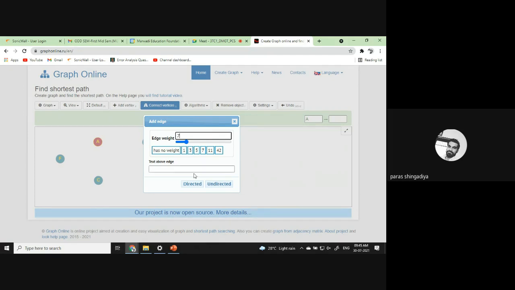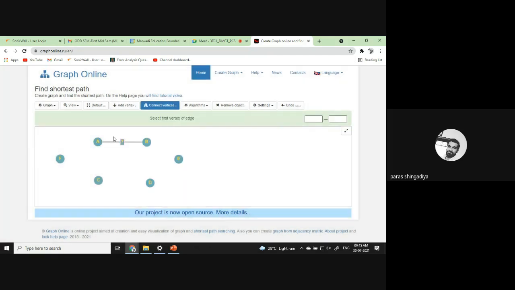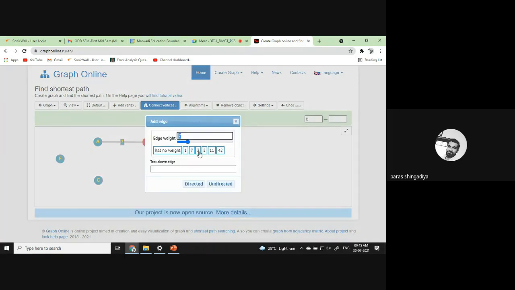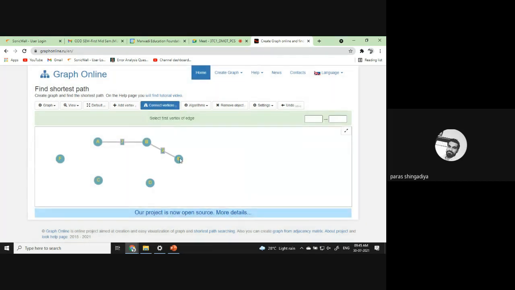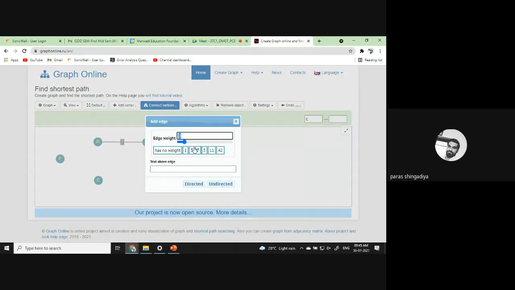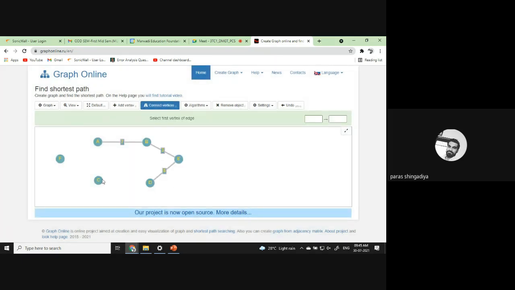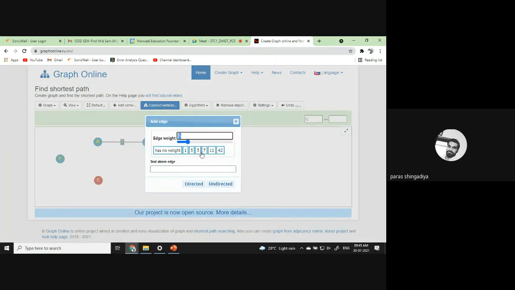Clear? Then after consider the undirected form. Now you can see that the 7 is displayed in between A to B. Clear? What is the meaning of 7? That is the weight of this edge. Otherwise you can write this value above this edge. And then after, E and D, let's consider 3 as weight. You can consider any particular graph, then check it manually, and then check it by using this tool.